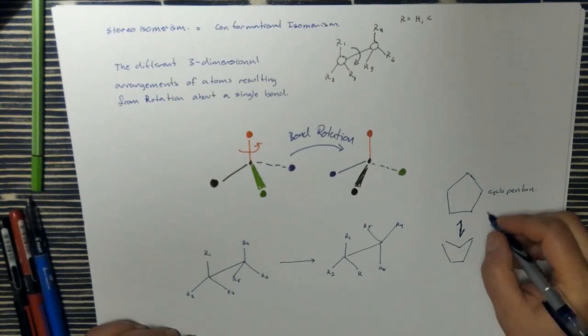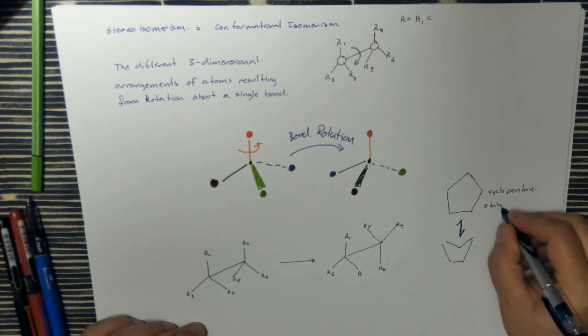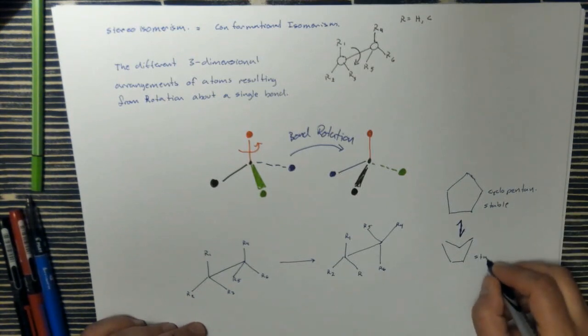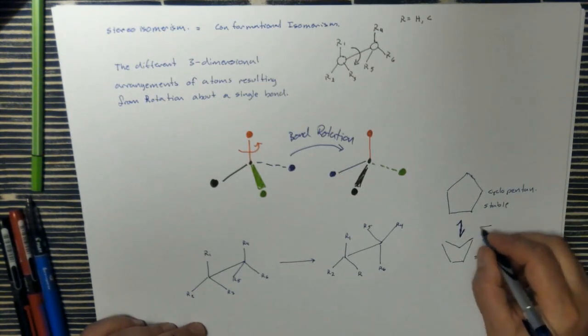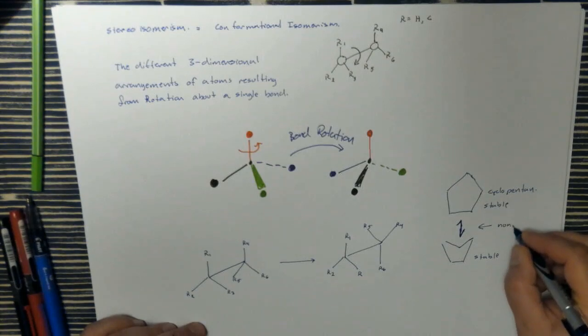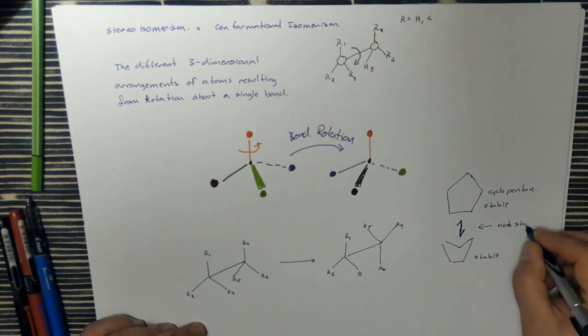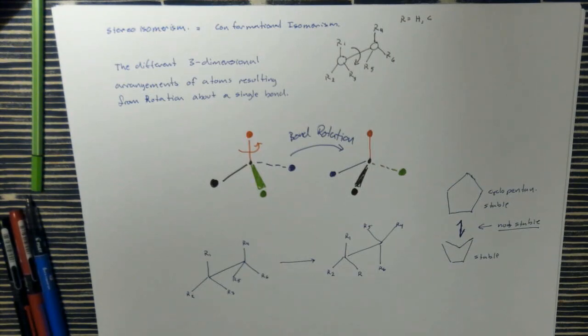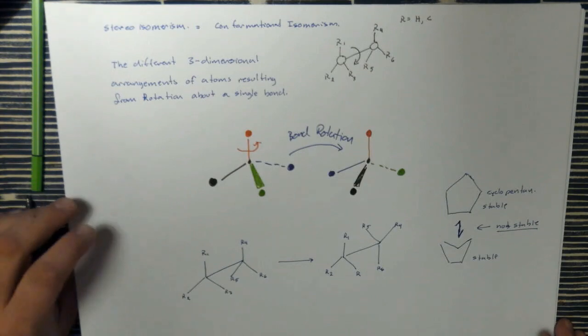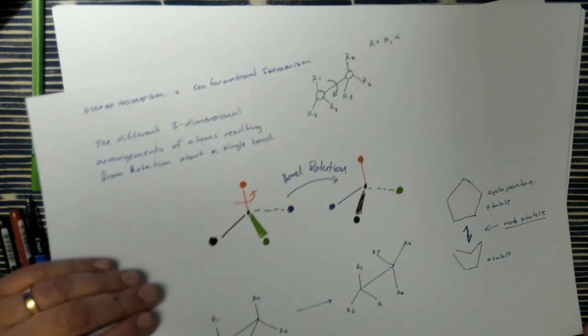And this might be stable, and this might be stable, but the in-between part is not stable. So that's a little bit about conformational isomers. We'll move on to the other types of stereoisomers and look at them as well.